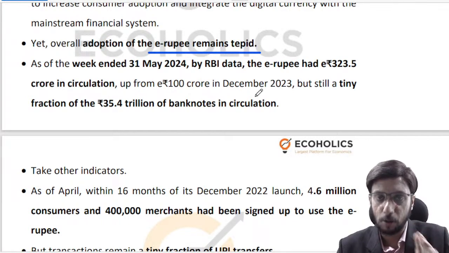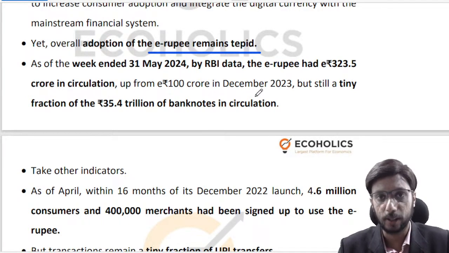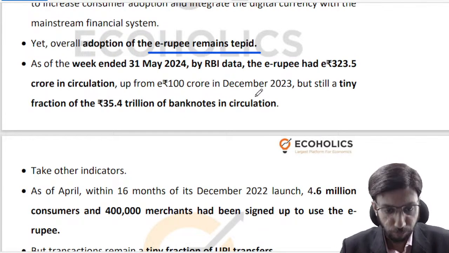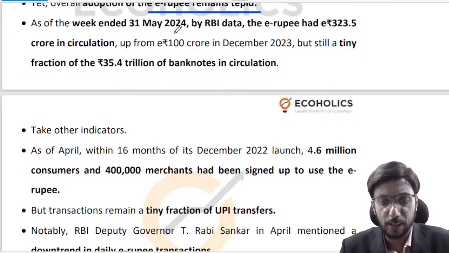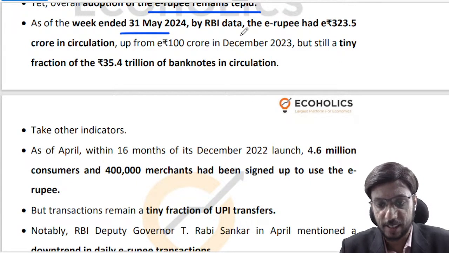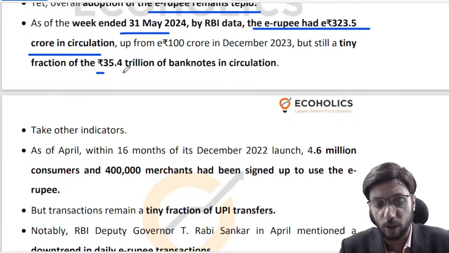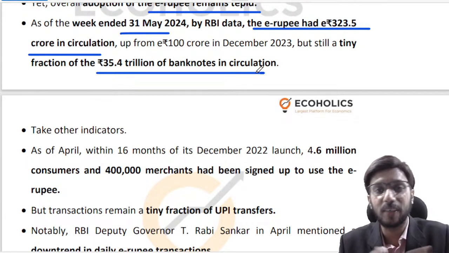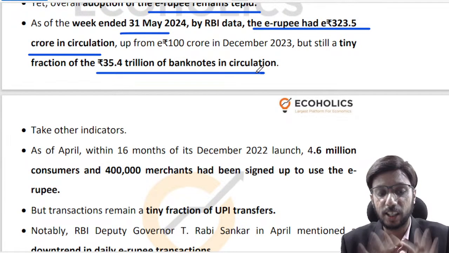A certain amount of data is very important for you to throw into the answers, because without that your answer is very weak, unsupported and unsubstantiated. If you look at data up till 31st May 2024, e-rupee had approximately 323 crore in circulation, as compared to 35 trillion rupees of banknotes in circulation. So 323 crore is a very tiny fraction of 35 trillion. I don't even know what the fraction is, but it must be way less than 1%.